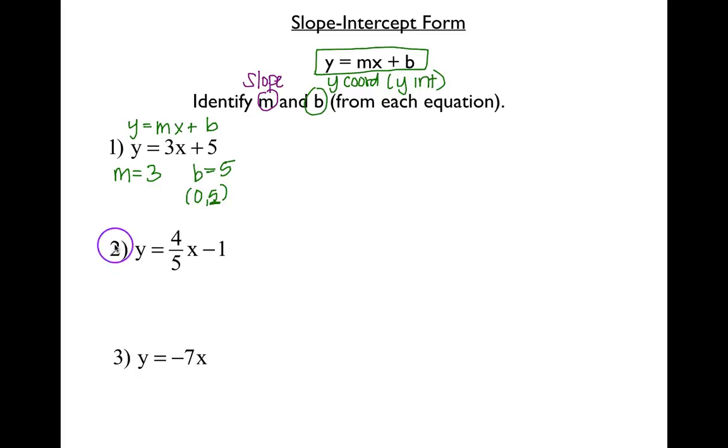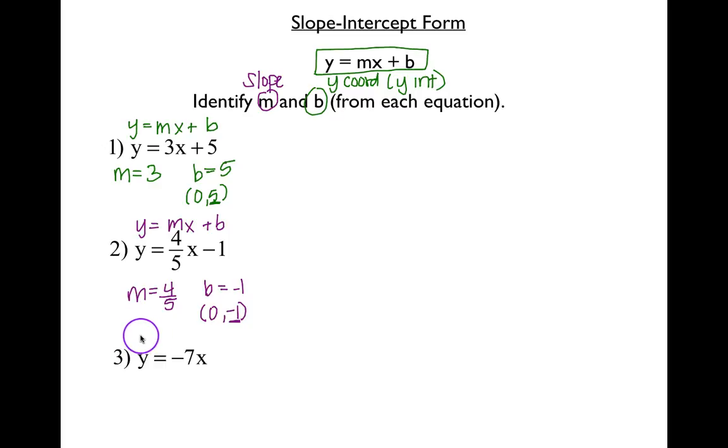Now let's look at the next example. Once more, I'm going to write down the slope-intercept form just above my equation: y equals mx plus b. In this case, the slope is 4/5, and the y-coordinate of my y-intercept is -1. So I'm going to put b equals -1. Once more, the y-intercept would be (0, -1). So b represents the y-coordinate of the y-intercept.